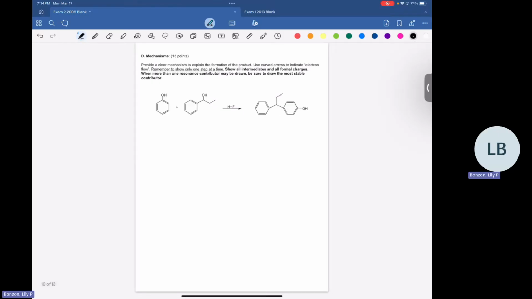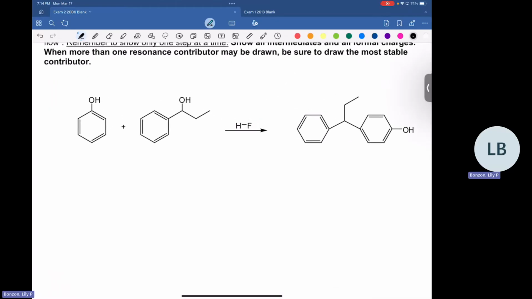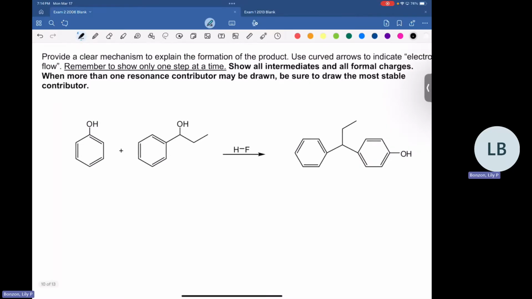Okay. All right, so now we've got our mechanism. So this one looks annoying, I think just because it's an older exam. So we have to kind of attach these groups together in some way. So what we are going to do for our first step, and we have these OHs.